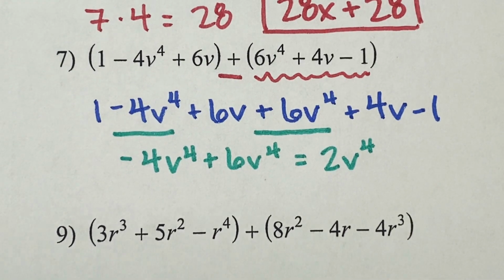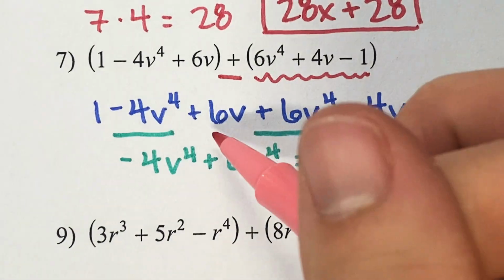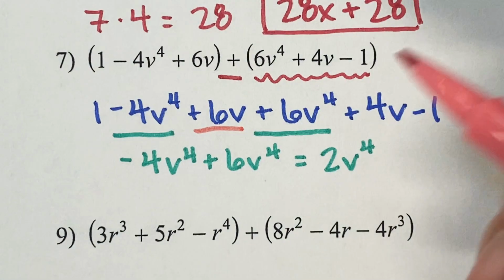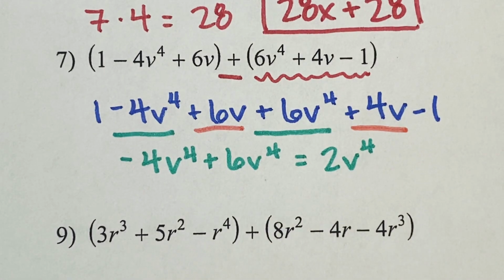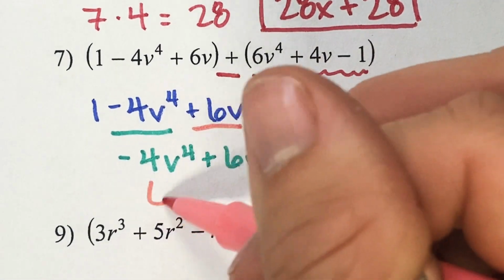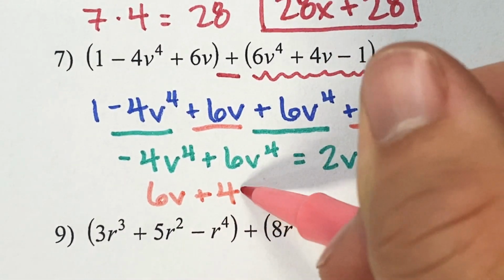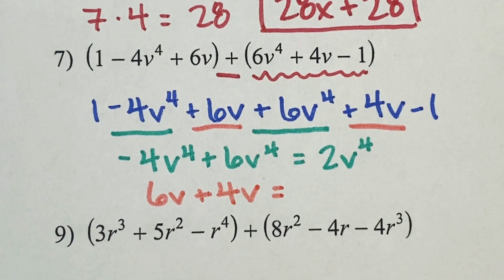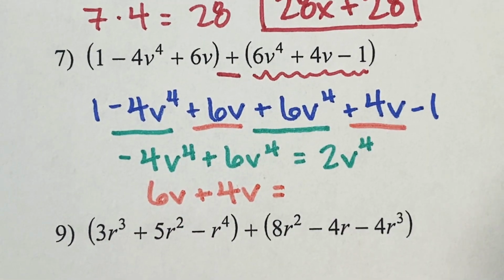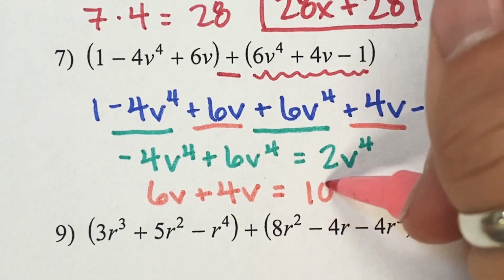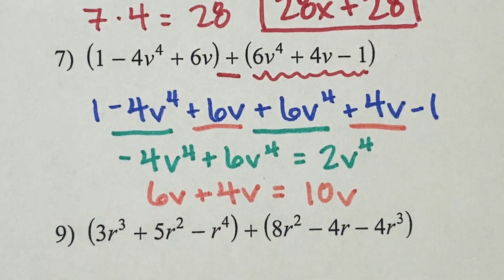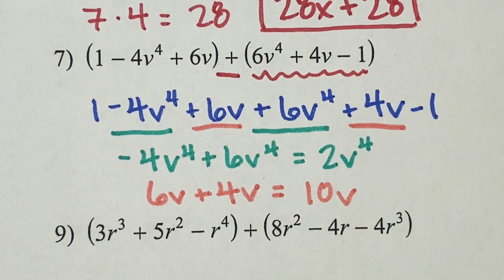Okay, let's identify anything else that we can combine. I also see a 6v right here, and the only other thing I can combine that to is that 4v. So what is 6v plus 4v going to give me? What is 6 plus 4? 10v. There's our next piece.